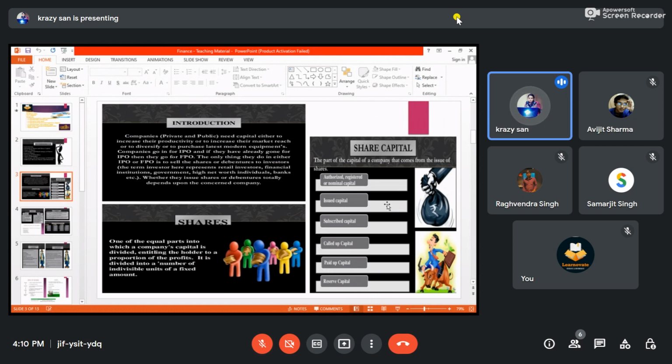So the companies, whether private or public, collect the amount of capital required for their organization and for the business to run, either by increasing productivity or even by merging with other companies. They try to get diversified forms of collecting funds by entering into the financial market.